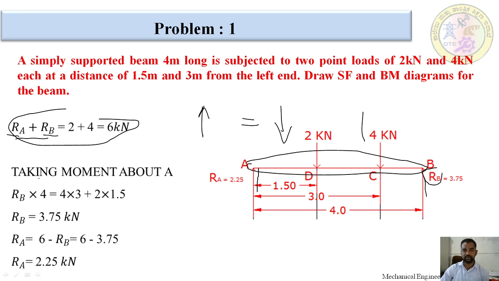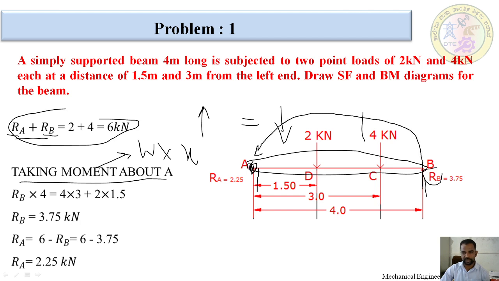For that, I am going to take all the moments about point A. Wherever there is a moment, the definition is load into distance. So I take all moments about point A. Upward force RB into the whole distance, from here to here, is 4 meter. The other upward force is RA, and when taking moment at this point the distance is 0, so I am not taking that part into the calculation.